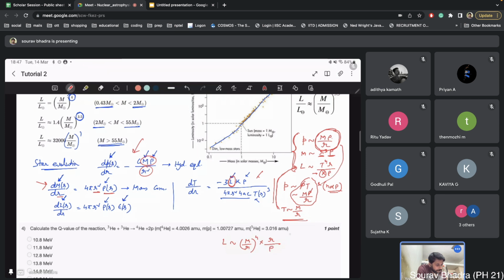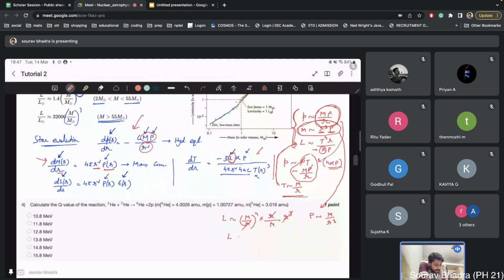So this rho can also be written as rho varies as m by r cube. Actually, I am trying to go to m and r from all the other quantities. So this equation tells you that rho is actually m by r cube. If I put it here, m by r cube, you can see r cube and r will make it r to the power 4, which will cancel out, and it will be L varies as m cube.